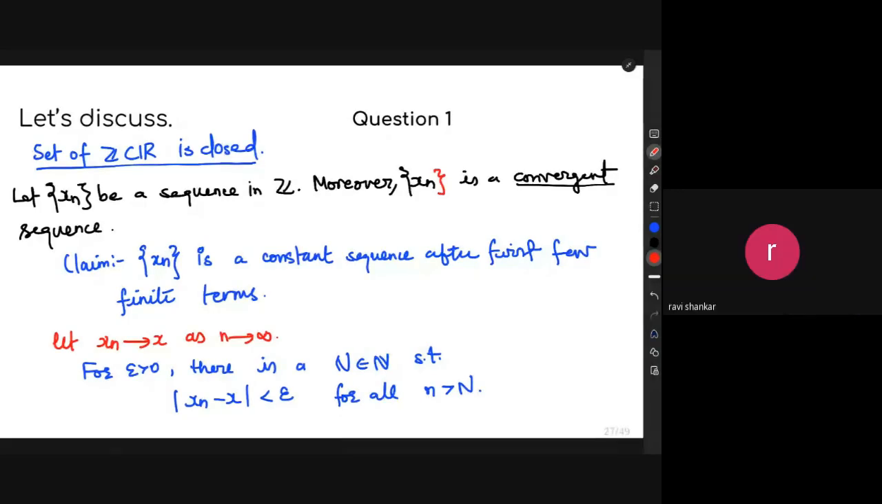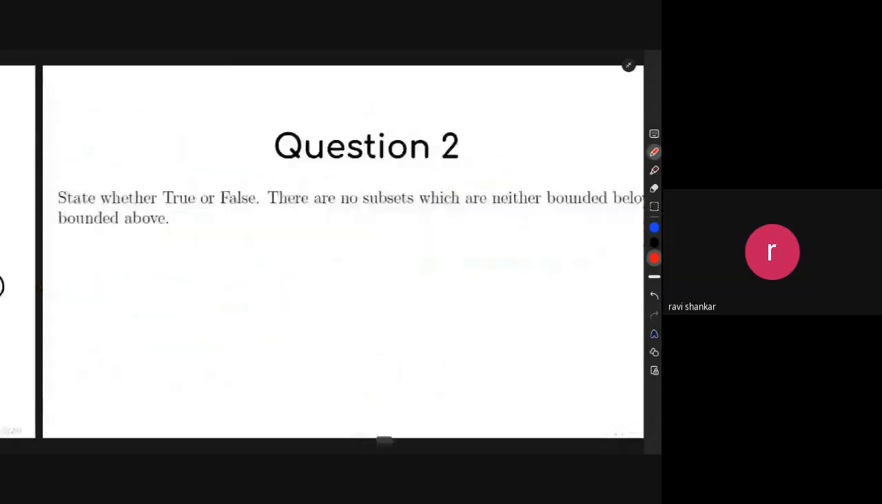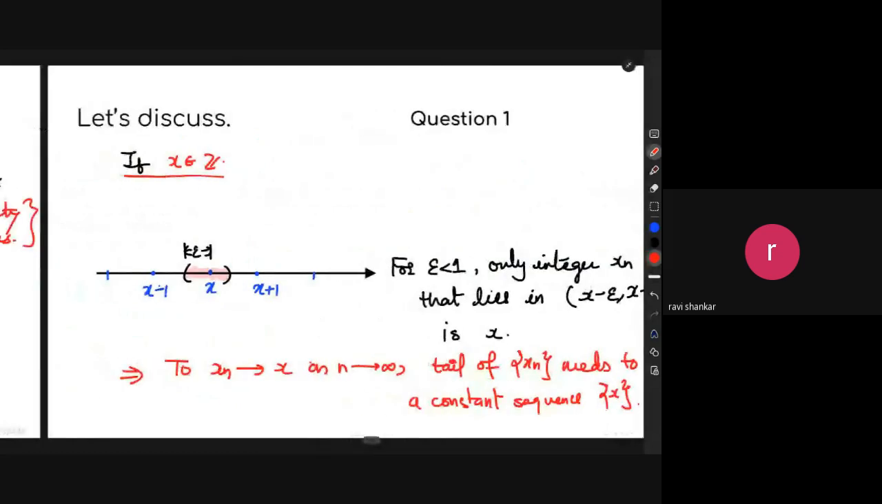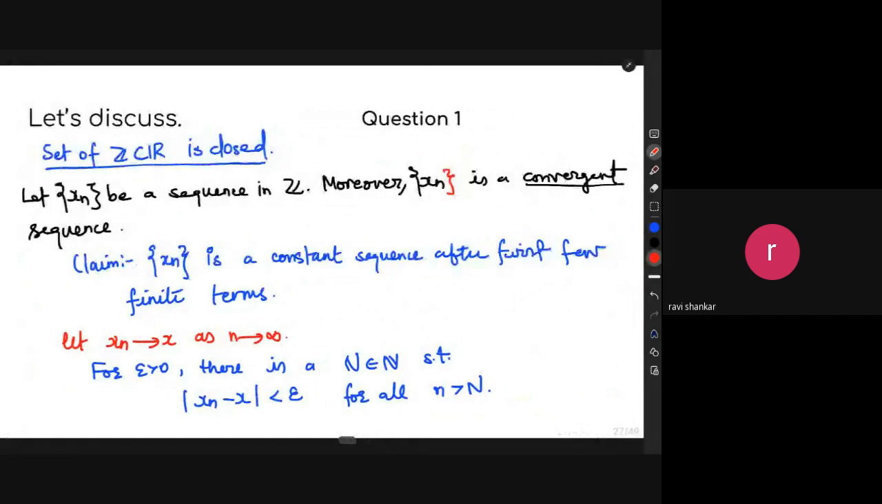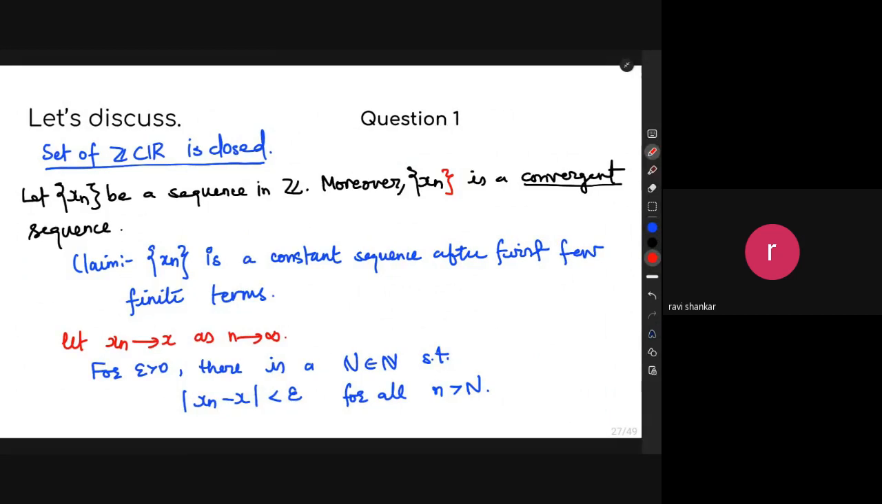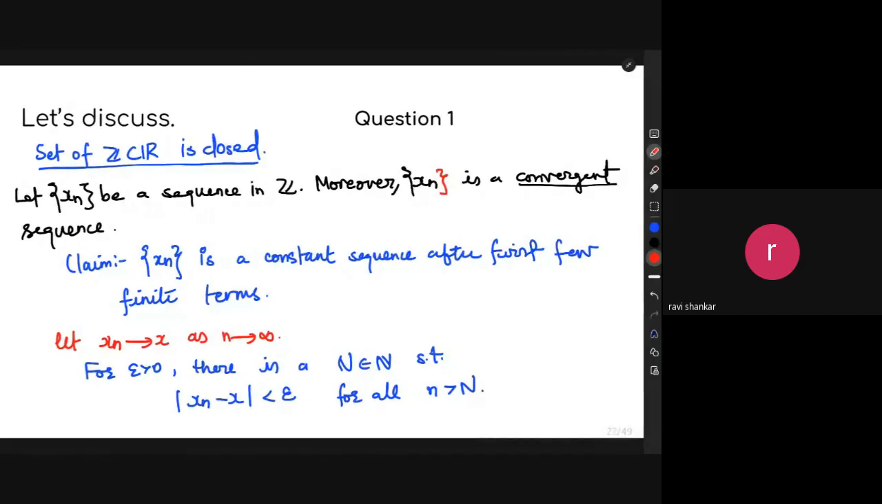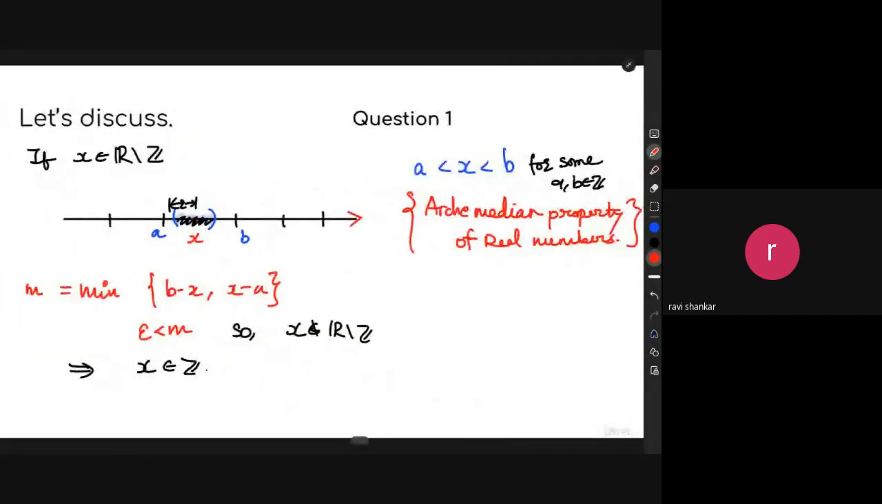Okay, sir. Hello, sir. How would the figure look from that part? We can say that every limit point of Z is going to be inside Z only, because any convergent sequence is eventually becoming the constant sequence. How would the figure look? Are you referring to this figure?